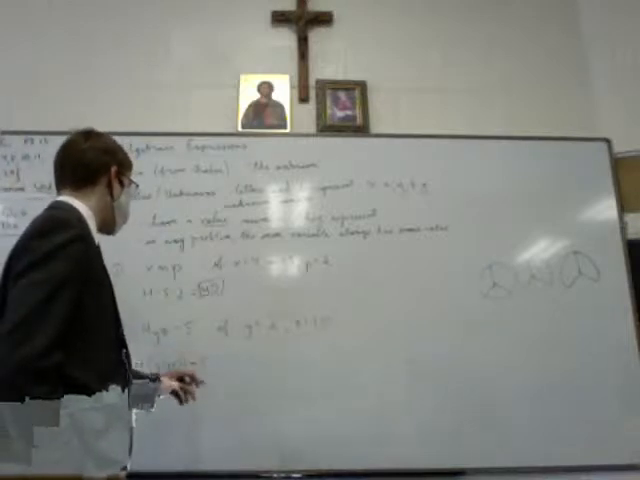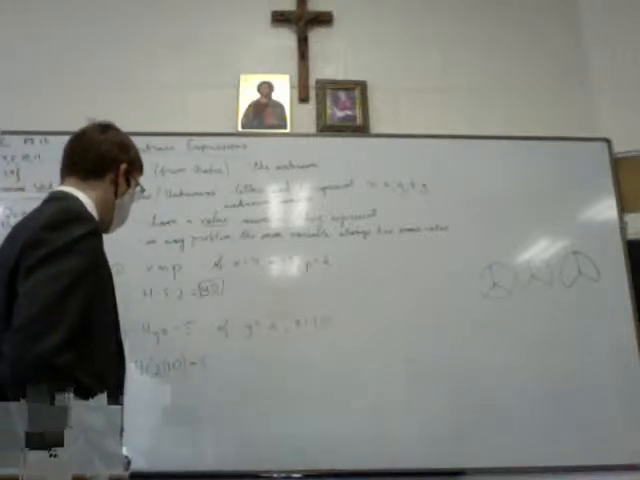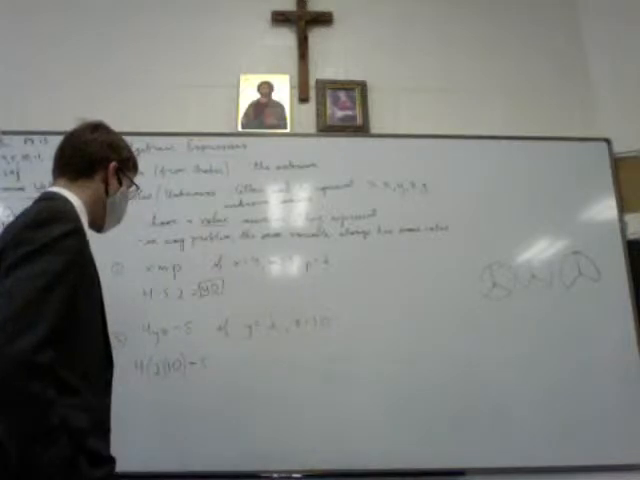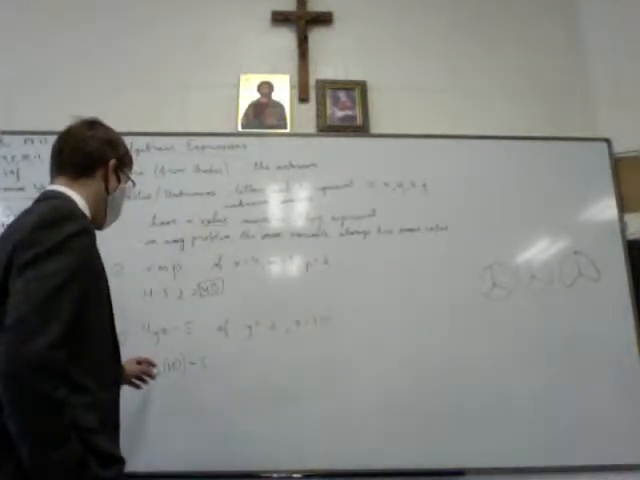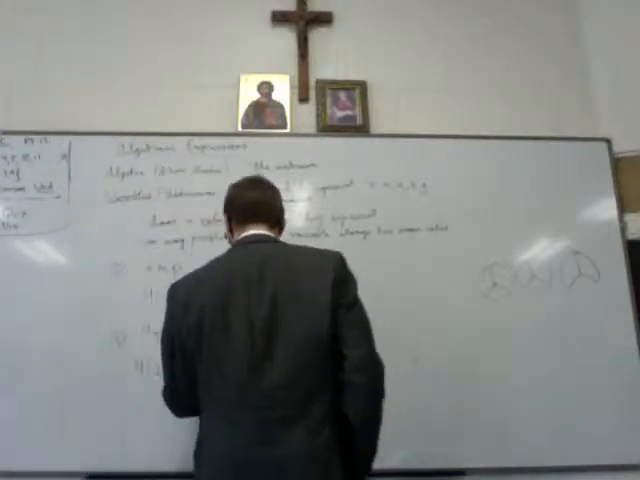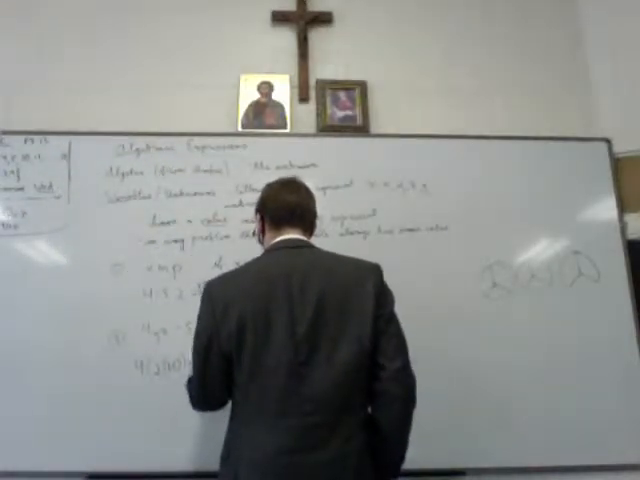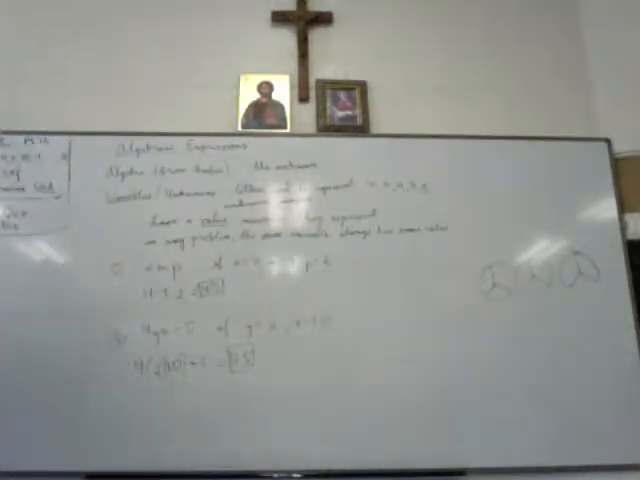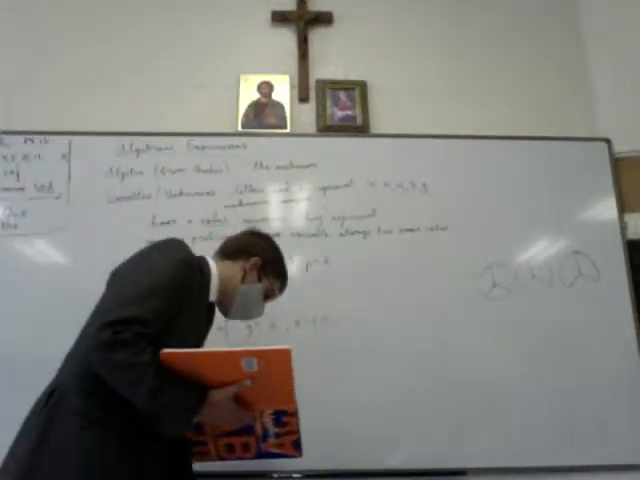So 4 times 2 times 10 minus 5, what do we do first? 10 times 2 times 4 gives us 80, minus 5 is 75. Yes. Just make sure you do multiplication first, followed by subtraction. All right, example 3.